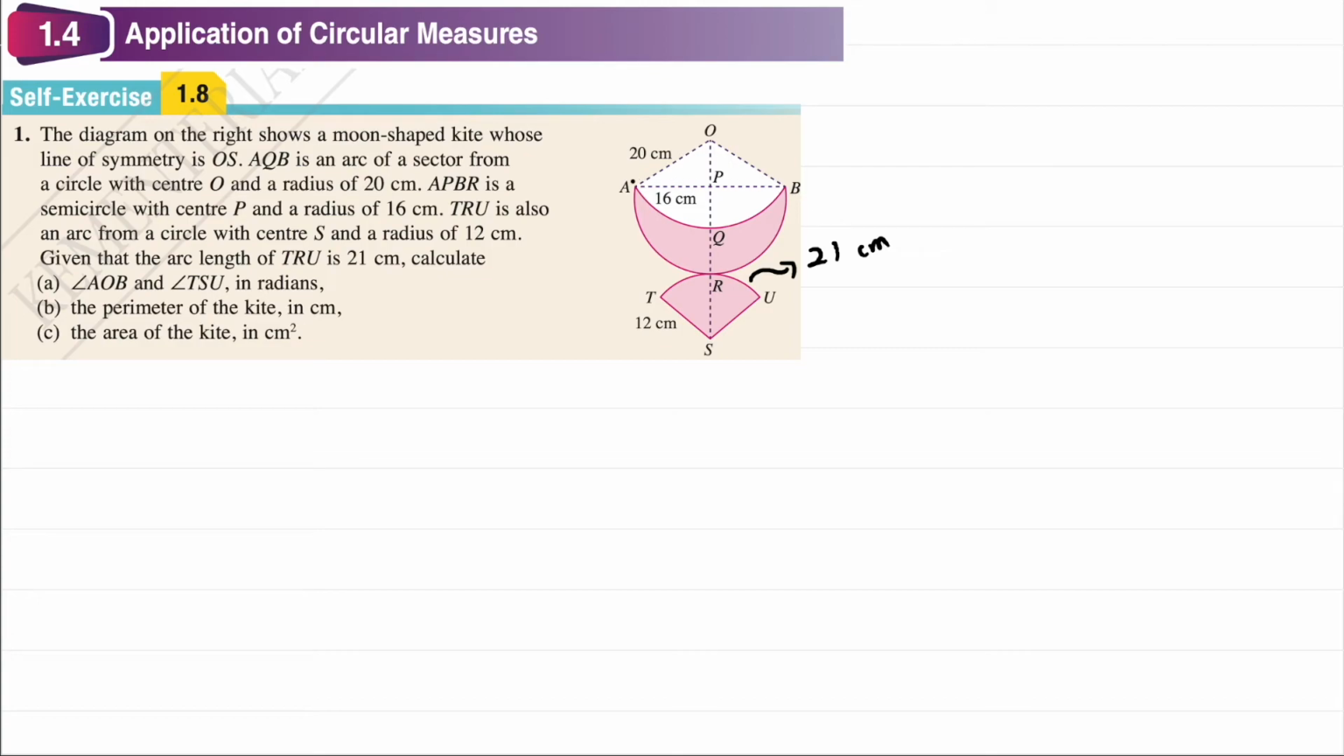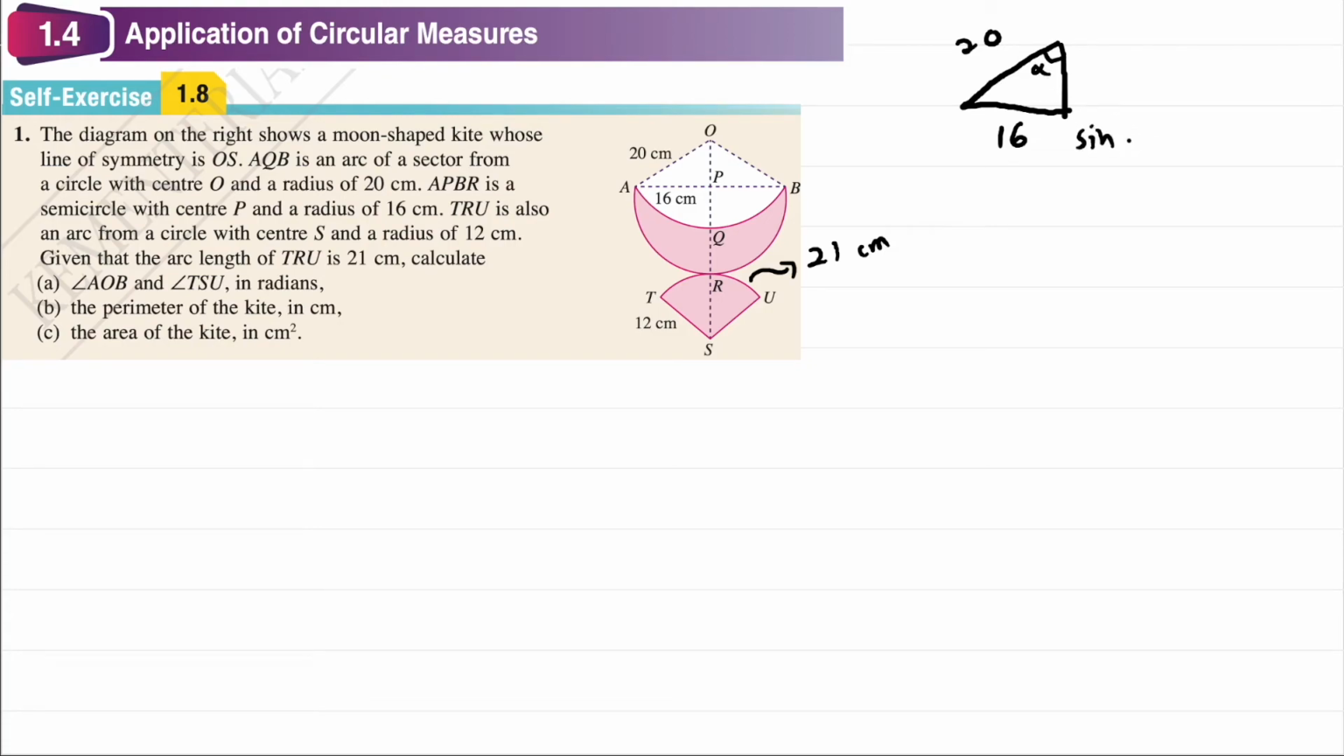So this is the same as the previous question. For the segment with no given angle, we find the angle first. That means we have to take out the triangle first. If I take out the triangle, I will take out the half only. Here is 20, this one is 16. I want to find this half angle. So we have opposite and hypotenuse.